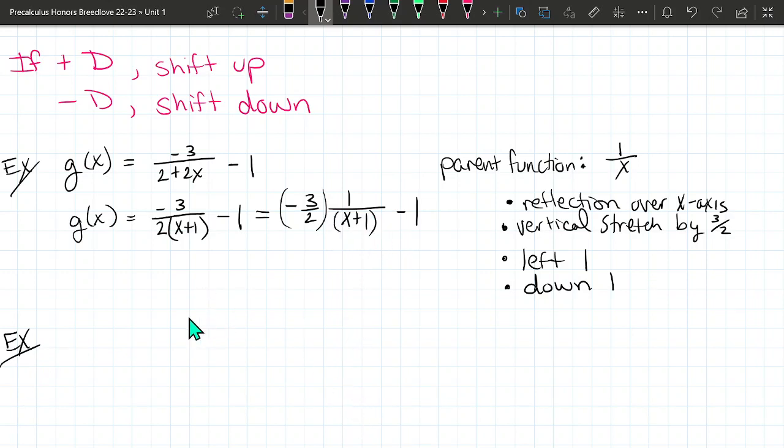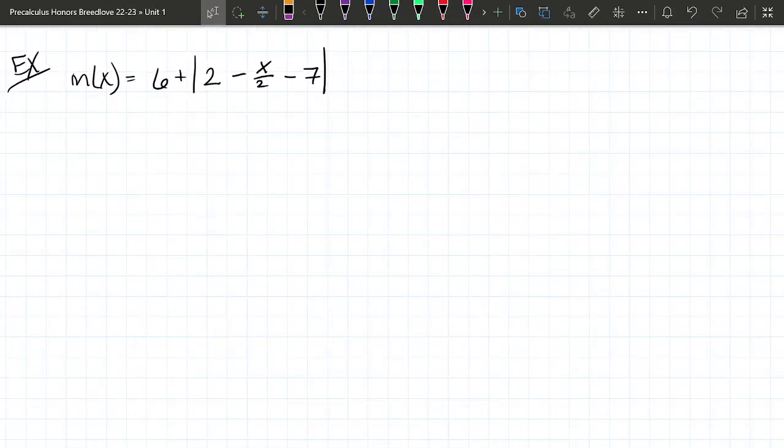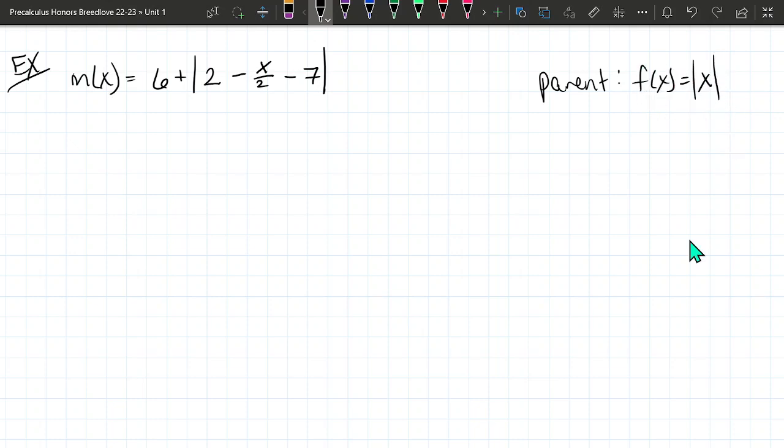Doesn't matter. All right, second example, m of x. M of x equals 6 plus absolute value of 2 minus x over 2 minus 7, close the absolute value. All right, so first, we already know the parent function, even though it's not in the proper order, right? So the parent is the absolute value function. So f of x equals the absolute value of x. But we have some rearranging to do.